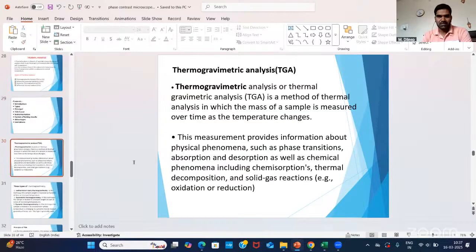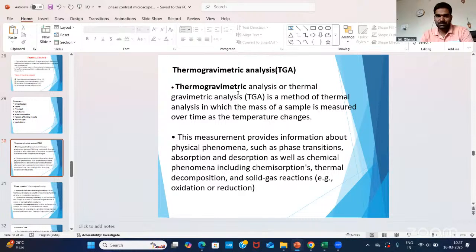So to go into thermogravimetric analysis: TGA, thermogravimetric analysis or thermal gravimetric analysis, is a method of thermal analysis in which the mass of a sample is measured over time as the temperature changes. So, as the temperature changes, we try to find the mass of the sample as the time changes.